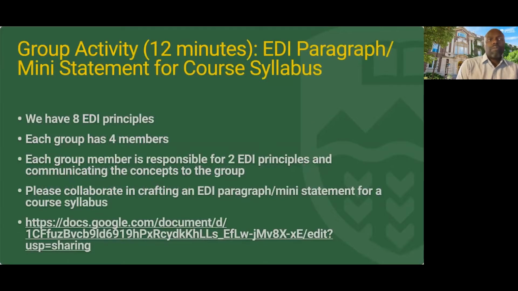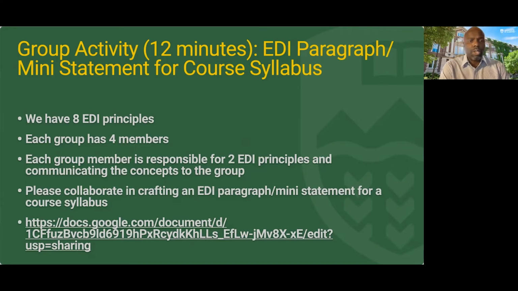We are now going to have a group activity for 12 minutes. This will be an EDI paragraph mini statement for the course syllabus. So we have just explored the 8 EDI principles. Each group is going to have 4 members, and each group member is responsible for 2 EDI principles and communicating the concepts to the group. So please collaborate in crafting an EDI paragraph or a mini statement for a course syllabus.